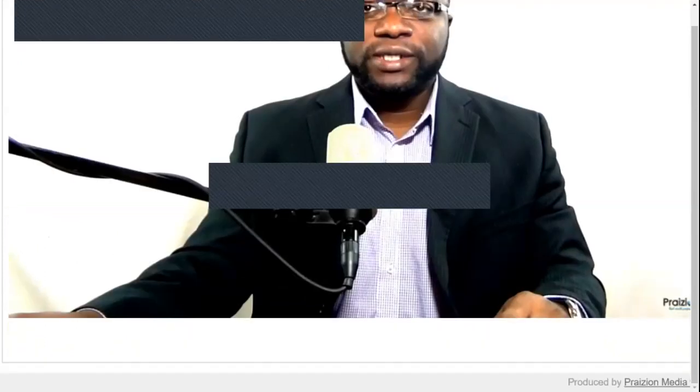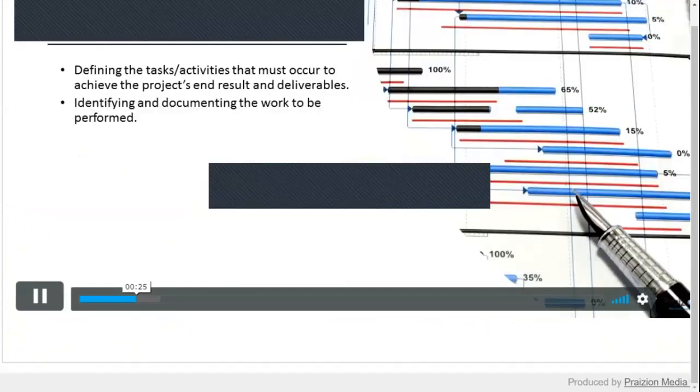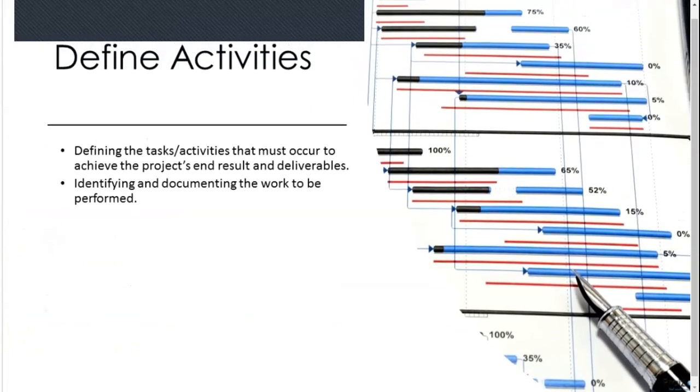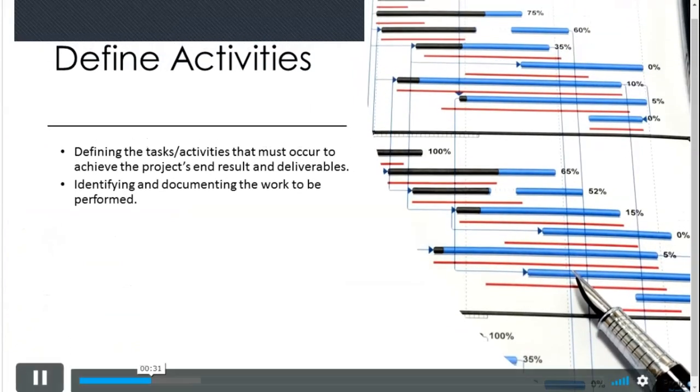The next process is define activities. In define activities, we want to define what needs to be done on the project. And how do we do that? We take our work breakdown structure and we break it down even further into activities. We call this an activity list, a list of activities. Also, as an output from here, we have activity attributes and the milestone list.